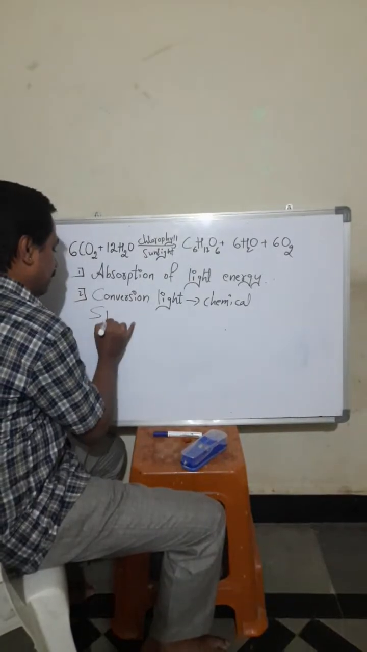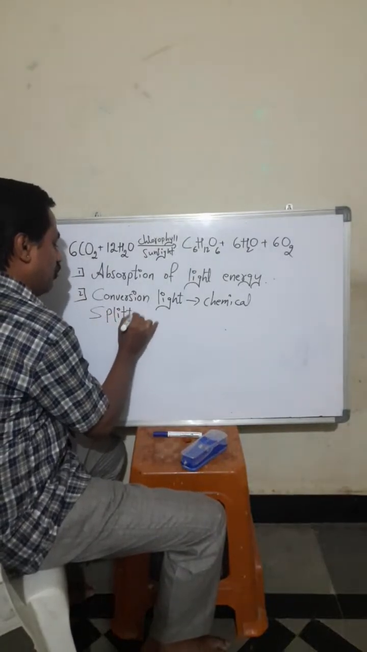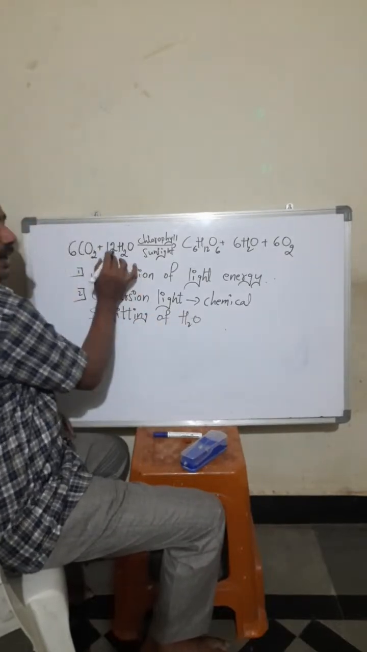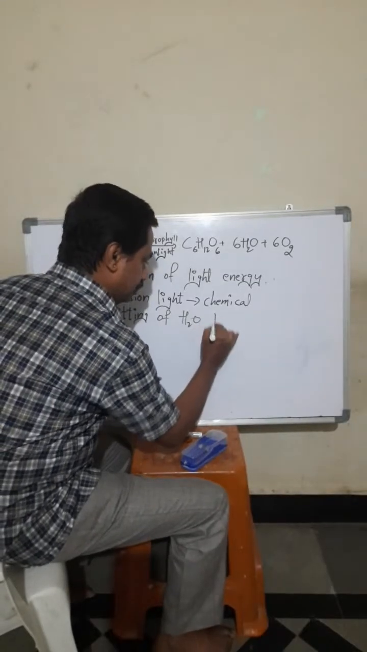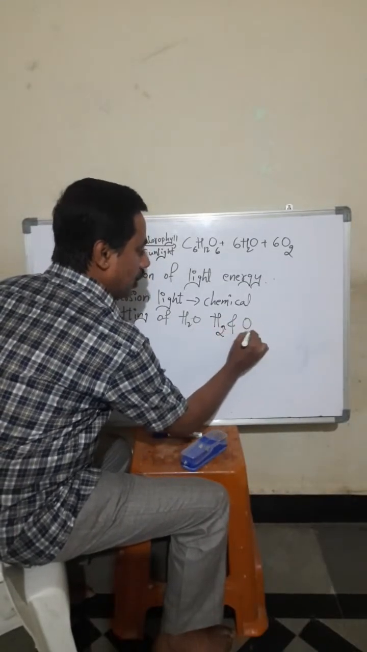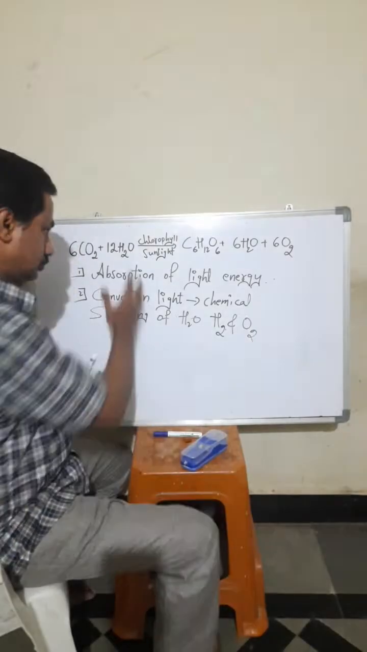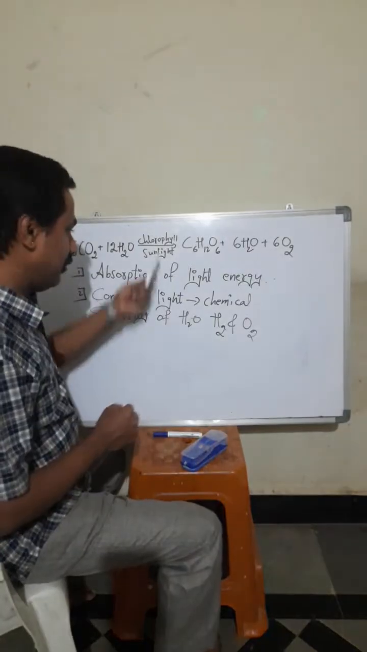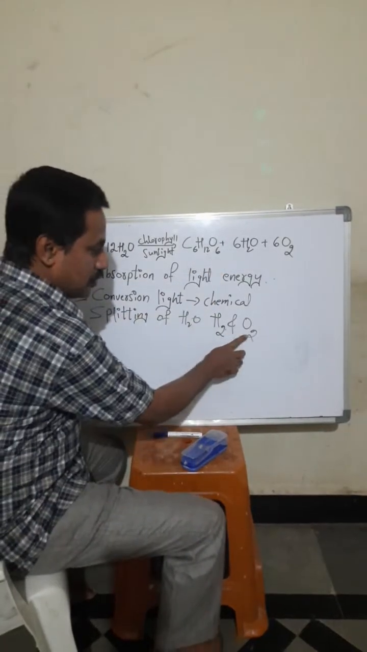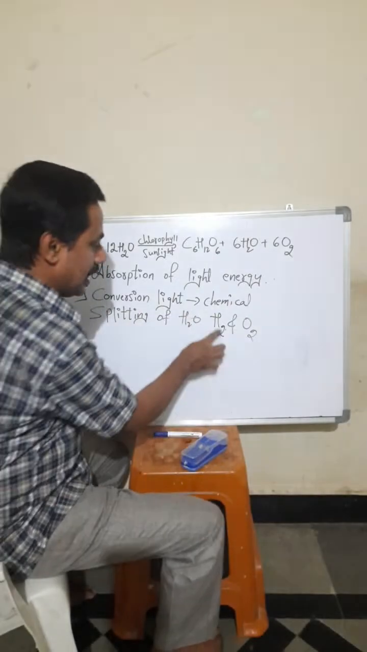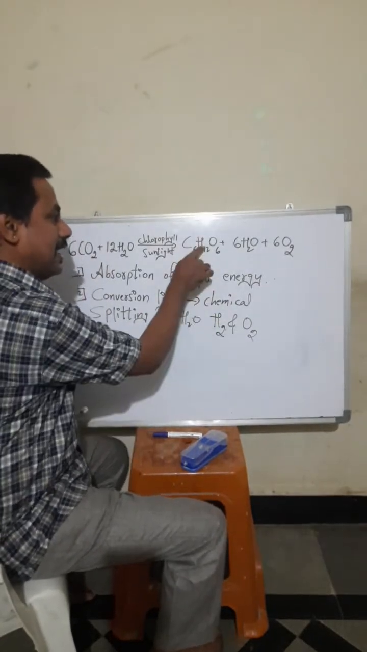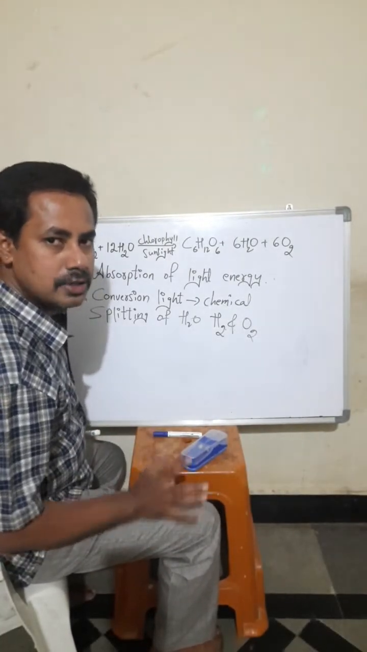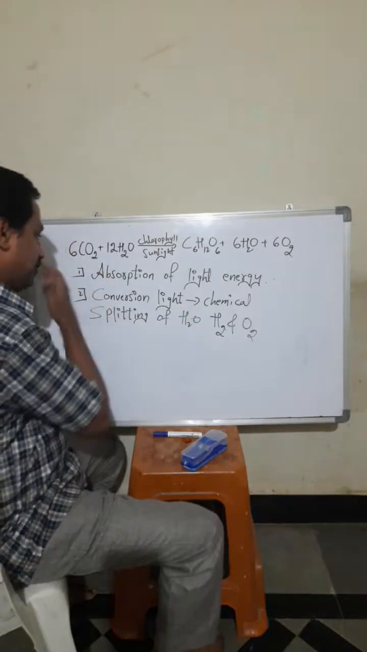Splitting of what, students? Splitting of water molecules into hydrogen and oxygen. These water molecules will be splitting inside the plants during this reaction. So that's why the plants release oxygen, and that hydrogen and carbon dioxide are used for making the food, that is glucose or carbohydrates or starch, we can say, students. This is the second event.